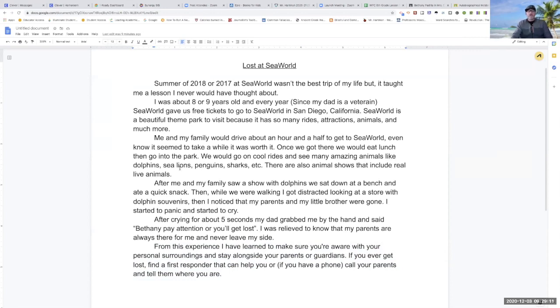So when you say, and I'm just going to go over this and then I'm going to move on. But this sentence right here, I'm going to talk about this because this is something that I see in student writing a lot. And it's something that seldom gets corrected. So, we could go on cool rides and see many amazing animals like dolphins, sea lions, penguins, sharks. There are also animal shows that include real live animals.